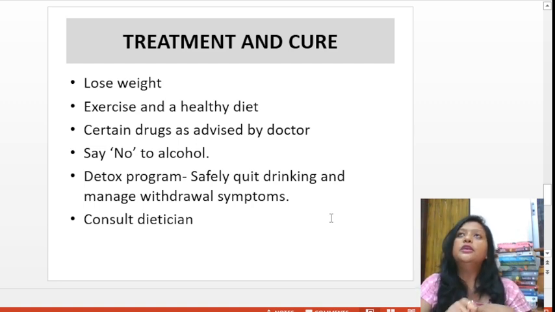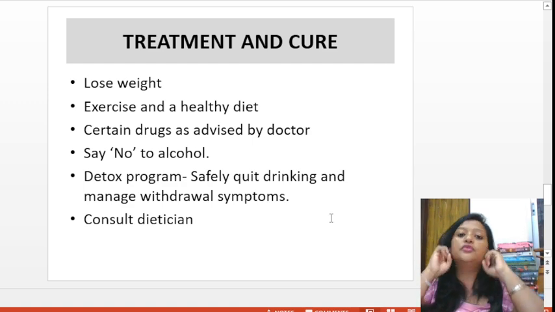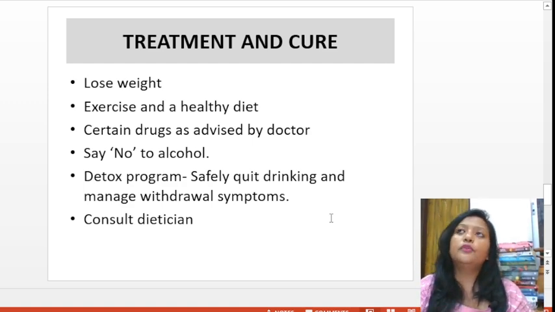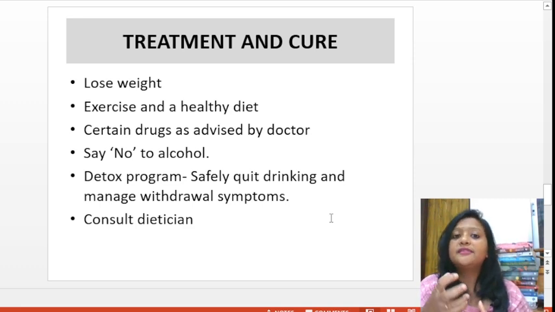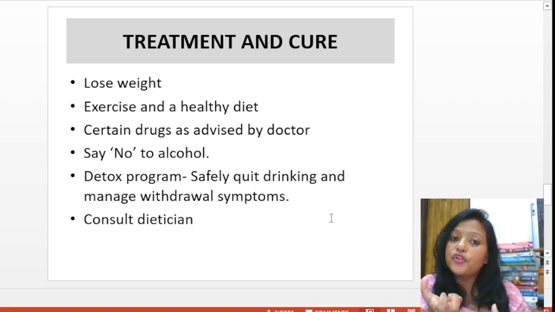I told you about, see, when people are drinking too much. When they have to quit drinking, they have to do it very safely. Suddenly you cannot quit drinking because it will give a shock to your body, the metabolism. You have to safely quit it. And also, when a person starts quitting the alcohol, that person might face some withdrawal symptoms.